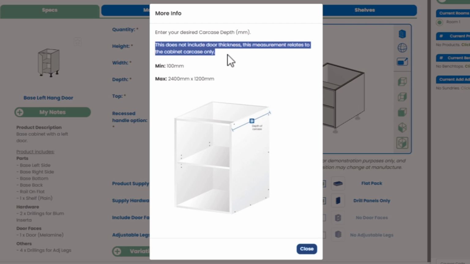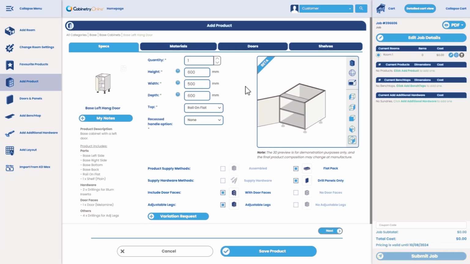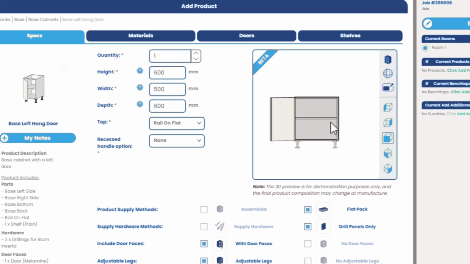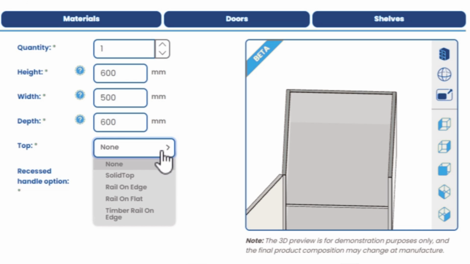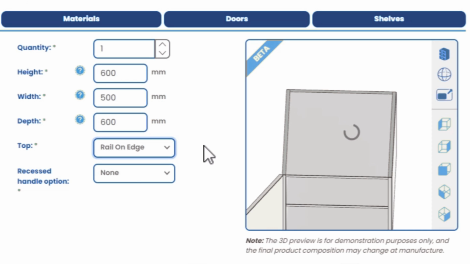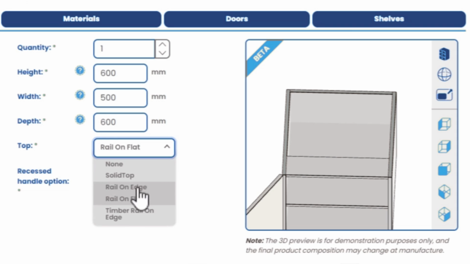If you are looking for the total depth of the cabinet, including the doors, to be 600mm, you'll need to set the depth field to 583.5. This will obviously be dependent on the thickness of your exterior material. Now moving through our fields, you have a top selection field here. This enables you to pick what kind of top will be on the cabinet. It could be a solid top, rail on edge, rail on flat, or a timber rail on edge.